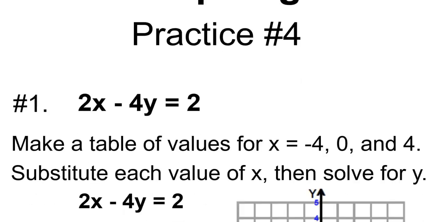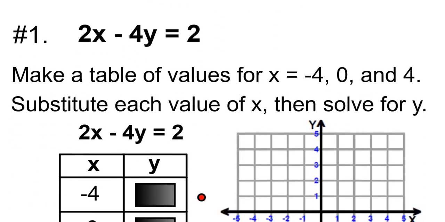Graphing. Practice number 4. Number 1. 2x minus 4y equals 2. Make a table of values for x is equal to negative 4, x is equal to 0, and x is equal to 4. Substitute each value of x, then solve for y.